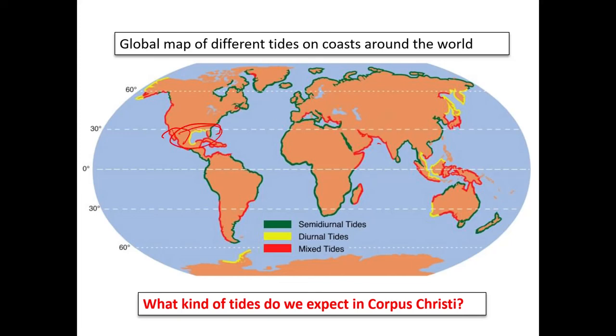Notice in Corpus Christi, we get diurnal tides, okay? And that's because our basin, the Gulf of Mexico, is too small to generate a big seiche wave. You'll notice that on the shores of the Pacific and the Atlantic, that's where you get more of the semi-diurnal tides, because you have a big basin where you can generate a big seiche wave. We do get seiche waves, of course, in the Gulf of Mexico, but they're just so small we don't really notice them. So Corpus Christi, we're going to be diurnal tides. And you'll notice that we're kind of in the minority there, right? Most places around the world get either mixed tides or semi-diurnal tides.